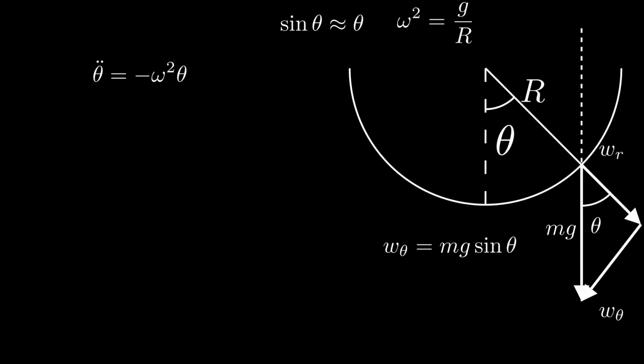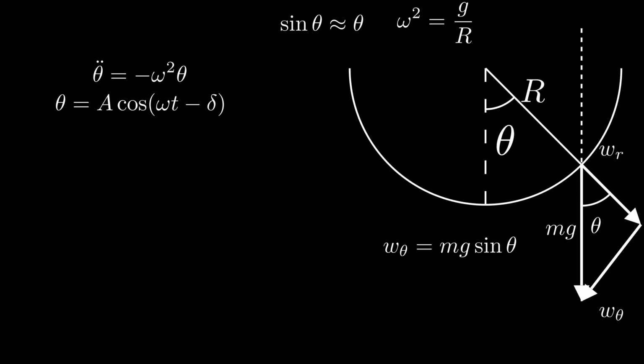We know that the solutions to this equation are of the form theta equals A cosine of omega t minus delta. Here, A is the amplitude of the skateboarder's oscillations, and it tells us how far the skateboarder goes in either direction. Delta is a phase shift that tells us where on the half-pipe the skateboarder started, and the final parameter, omega, is the angular frequency of the oscillations.